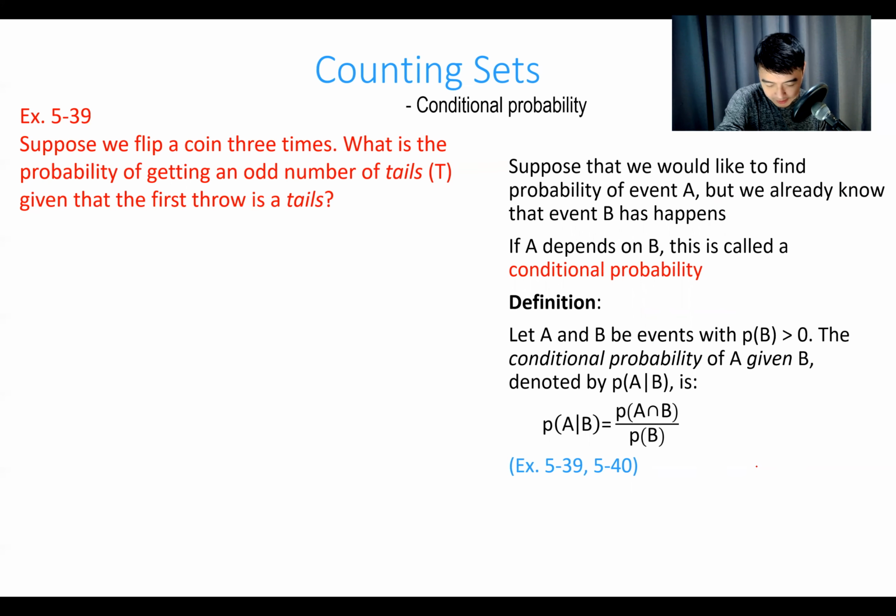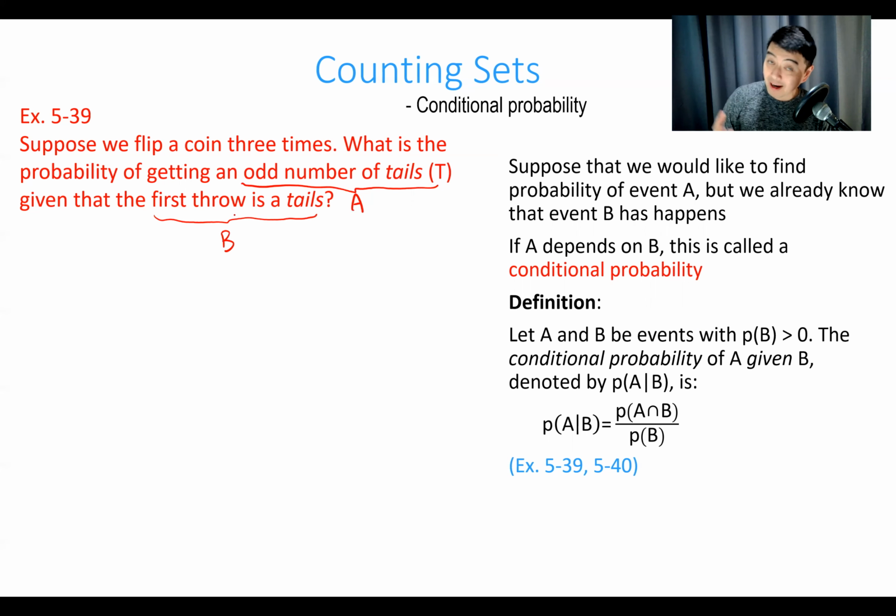Suppose we flip a coin 3 times. What is the probability of getting an odd number of tails given that the first throw is a tails? Okay, so I want to know the event, right? The event is the odd number of tails. The first thing we'll do is label this as A because that is what we're after. And given that the first throw is tails, I'm going to call this B.